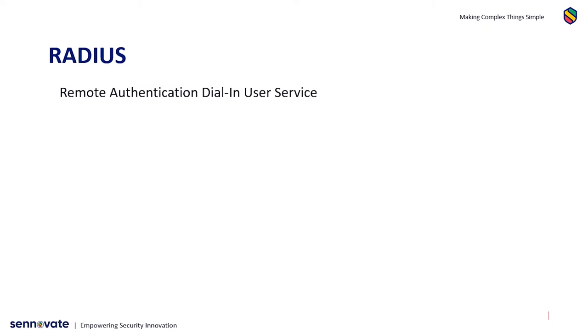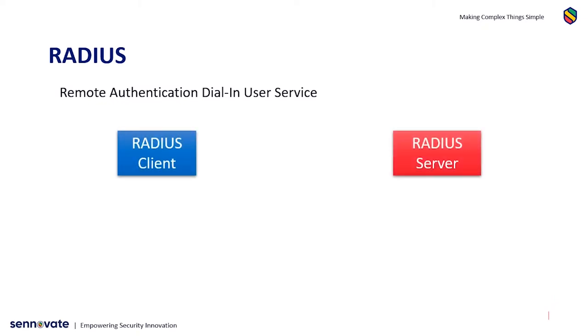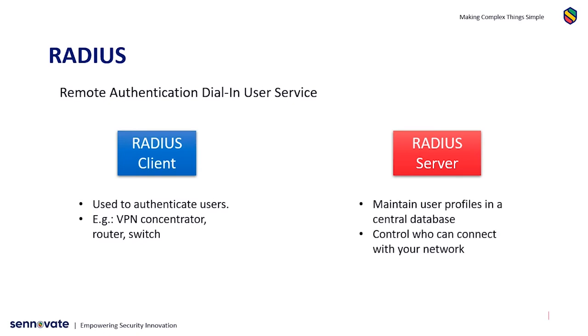The RADIUS protocol uses a RADIUS client and a RADIUS server. The RADIUS client is a networking device like a VPN connector, router, or a switch that is used to authenticate users. A RADIUS server is a background process that runs on a Unix or a Windows server. It lets you maintain user profiles in a central database. Hence, if you have a RADIUS server, you have control over who can connect with your network.